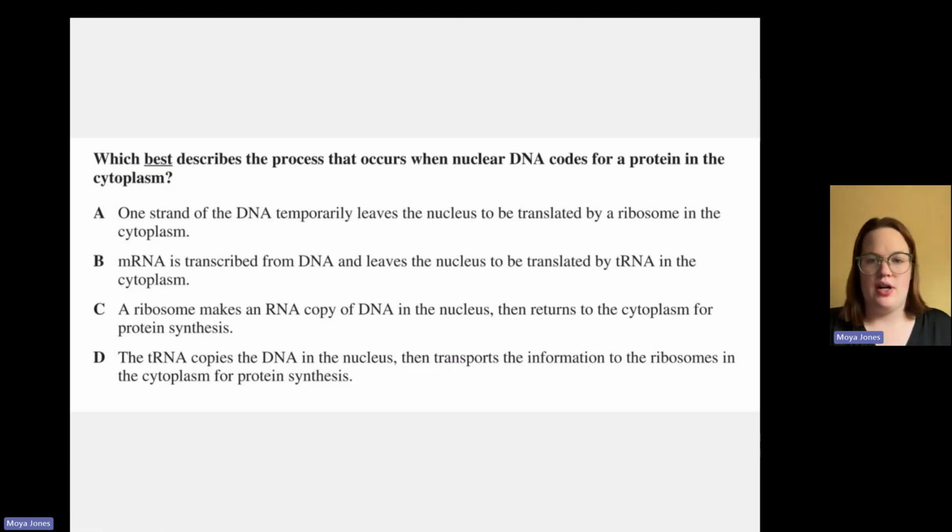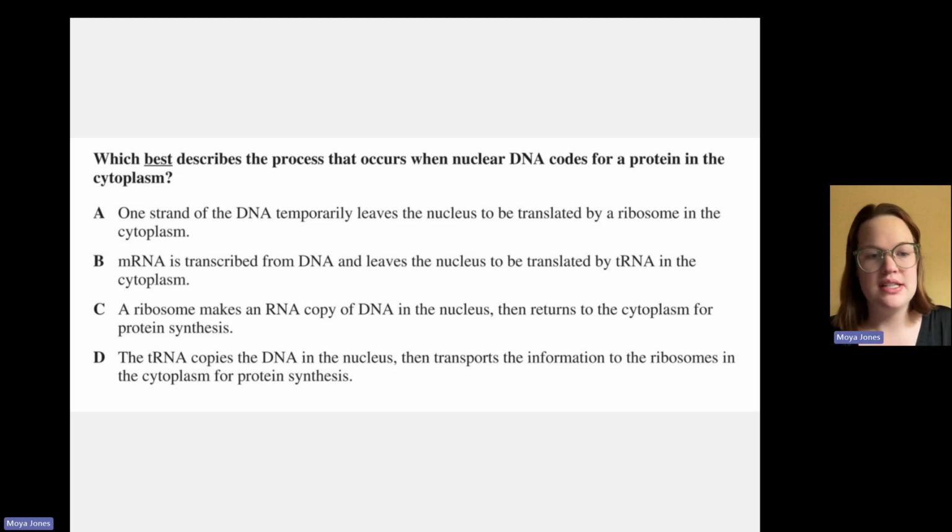Which best describes the process that occurs when DNA codes for a protein in the cytoplasm? Is it that one strand of DNA leaves the nucleus? You should read that and immediately go, no, because DNA does not leave the nucleus. Next, mRNA is transcribed from DNA and leaves the nucleus to be translated by tRNA in the cytoplasm.